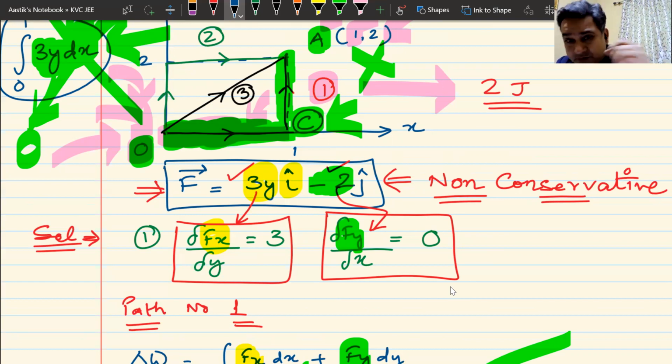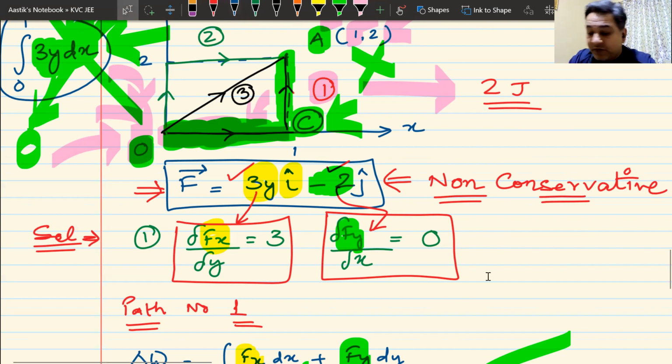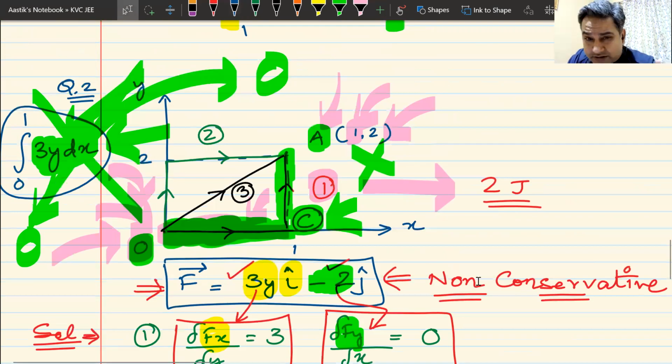So that is the problem with this question. You can think of this question as two questions. One is a conservative force, which is along the y-axis. One is a non-conservative force, which is along the x-axis. Everyone got this? This was path number 1. This is how I calculated it for path number 1.